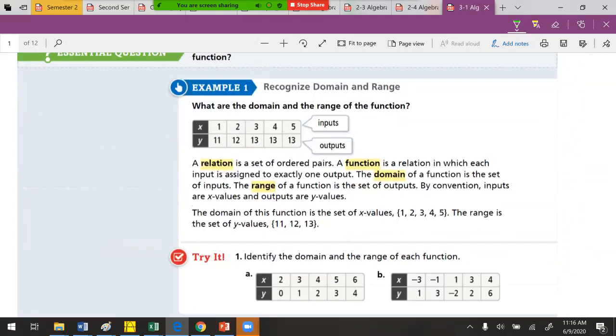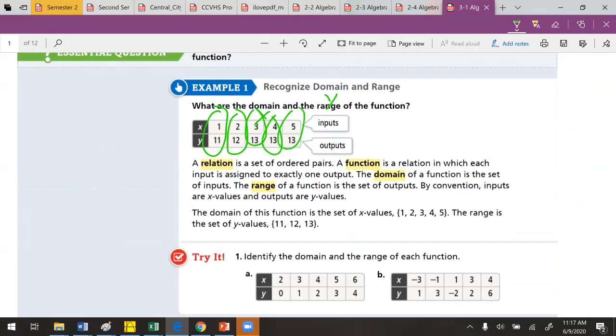Domain and range. Domain represents x. Range represents y. Very important. When we make tables, we make relations between this. A relation is a set of ordered pairs. So for example, 1 comma 11, 2 comma 12, 3 comma 13, and then vice versa, okay?